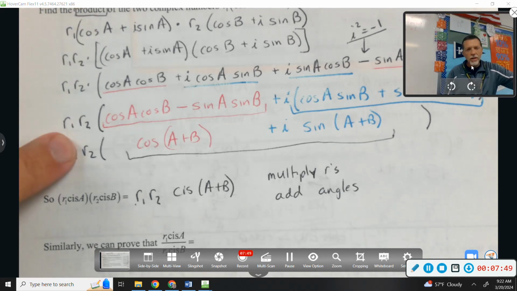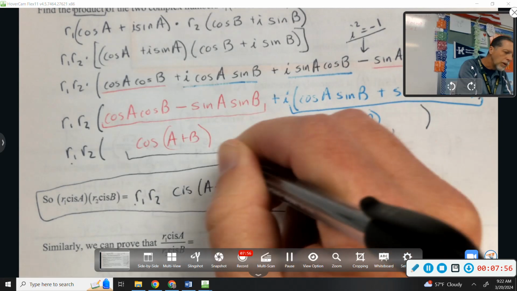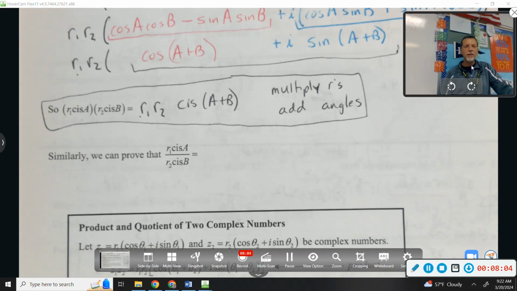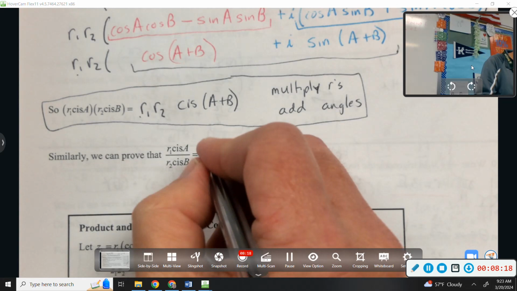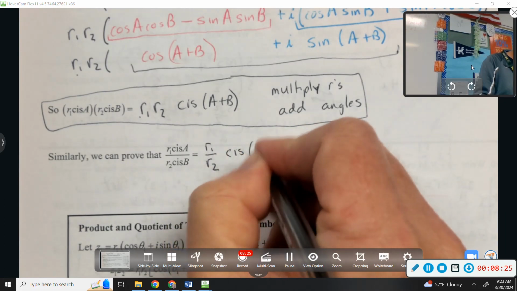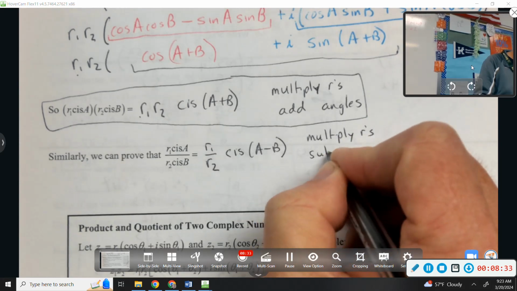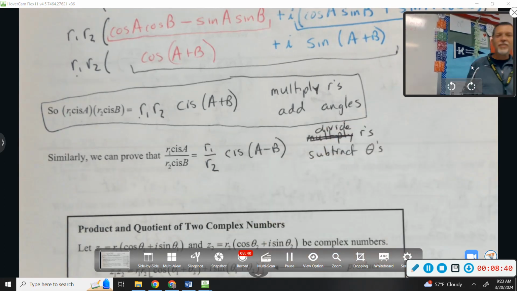So all this stuff that we went through here, you're not going to have to do that again. That was just proving this line, where all you have to do is multiply the r's and add the angles. Now we could go through the same process with division, but that would be kind of annoying. If we had r1 cis A divided by r2 cis B, what do you think we do with the r's? Careful. Divide them. And then, what do you think we do with the angles? Subtract them. So cis of A minus B. Divide the r's. Subtract the angles.